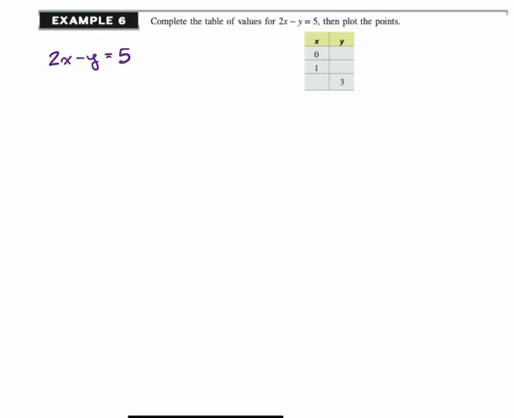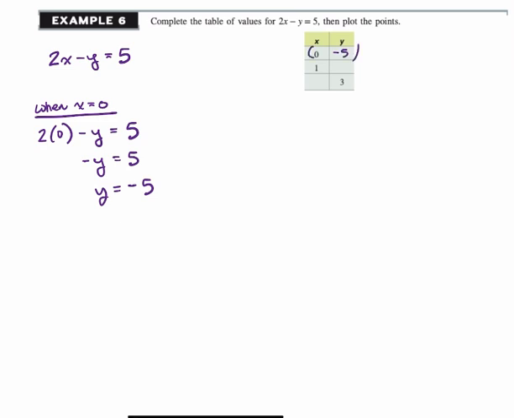The first one tells us that x is equal to 0. I can say when x equals 0, and then I want to plug in 0 for x. So this will be 2 times 0 minus y equals 5. 2 times 0 will just be 0, so that part will delete, and I'll get -y equals 5. And then I can multiply both sides by -1, or divide the -1 over, and it will appear on the right side. So y equals -5. So I'll have the point 0, -5. You can view that as a coordinate point.